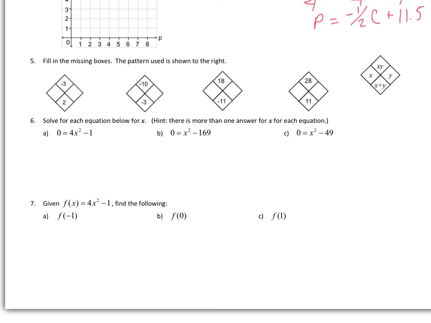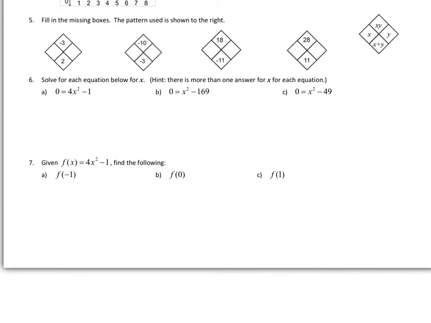These are your diamond pattern solutions. Remember, here is your pattern. x plus y, left and right, is the bottom number. x times y is the top number. So, for instance, on number 1, I know that if -3 is the product and 2 is the sum, the factors of -3 have to be one negative and one positive. So if I use -1 and 3, they added up together are 2. Those are my answers, -1 and 3.